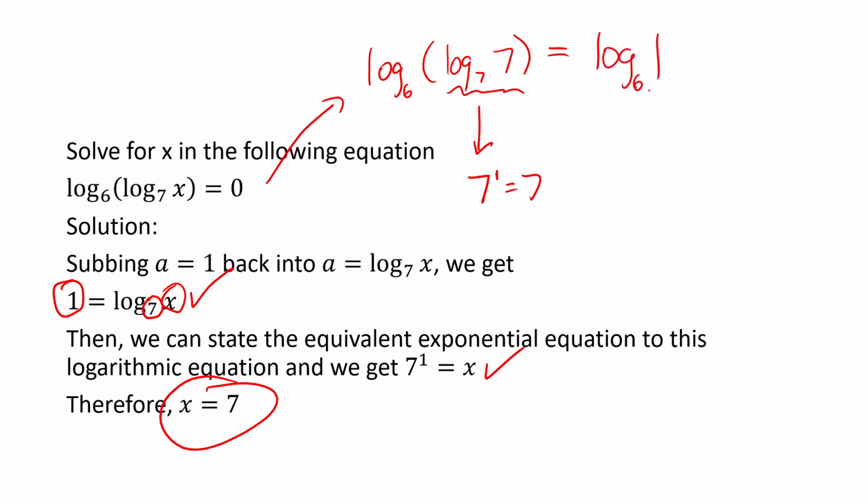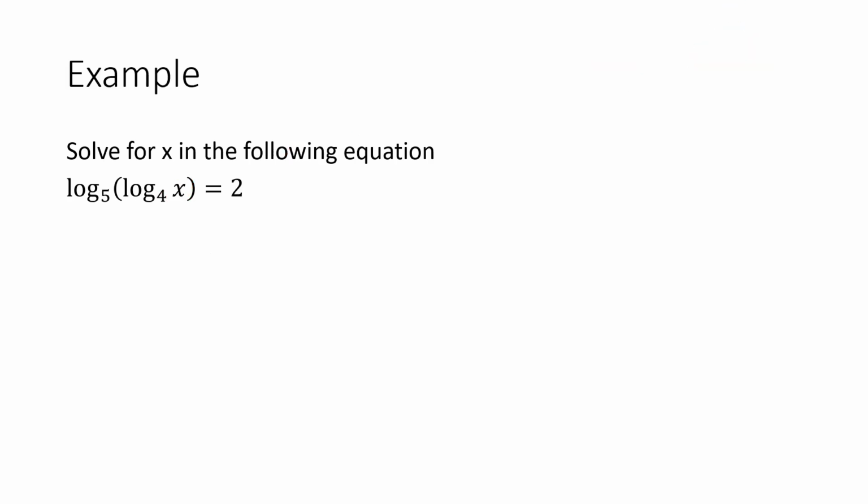At this point, we're saying, what exponent would you put on 6 to give you an answer of 1? And the answer is 0. So if we let x equal 7, we get an answer of 0. Checking that answer, we see that we're correct.